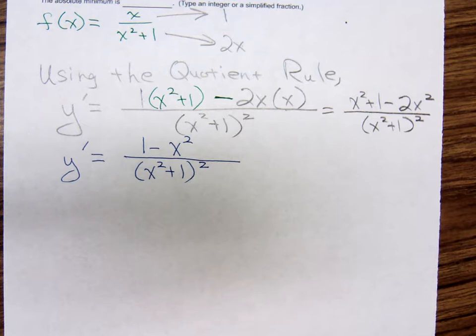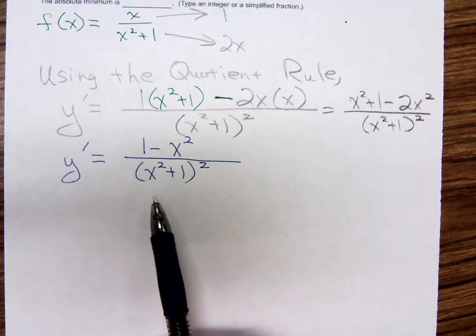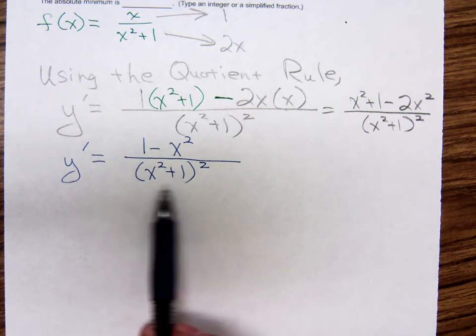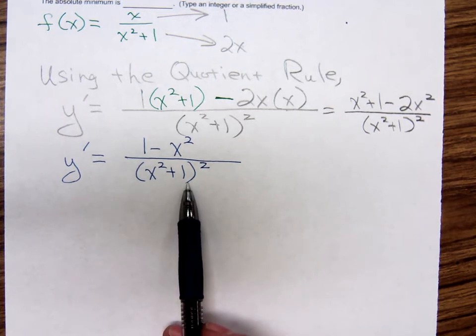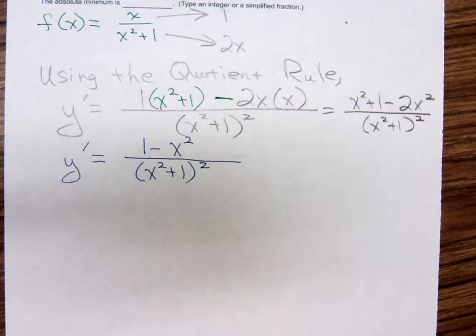We need to know, when is this derivative equal to 0? When is it undefined? Well, when is a fraction undefined? When the denominator is 0. Is that denominator ever going to be 0? No. So even though there's a fraction here, it's never going to be undefined. It's always defined, so we don't have to worry about that undefined situation.